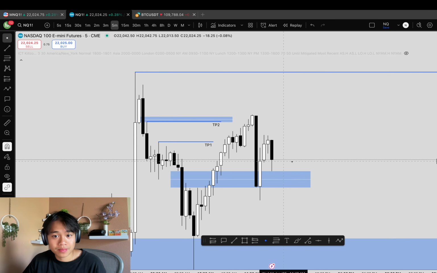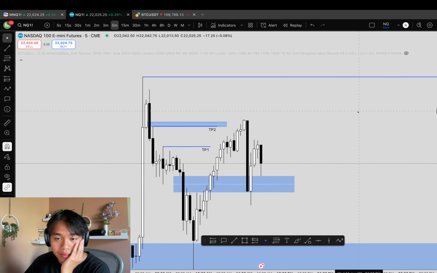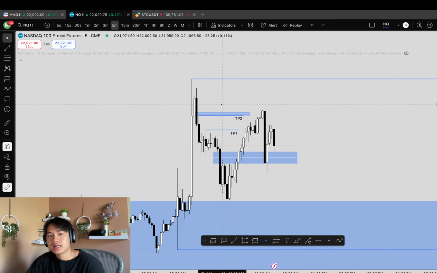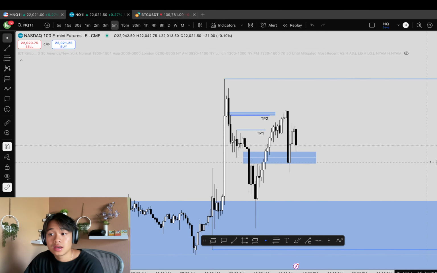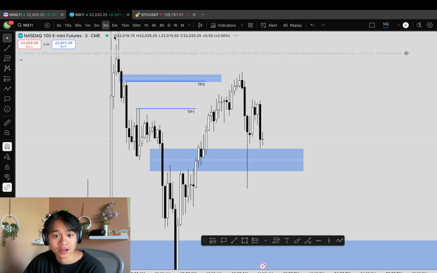Really thankful for that, because even if I didn't trail my stop and I left it at break even, I still would have got stopped out, right? So yeah, pretty textbook play in my opinion. I thought it was super obvious. It looked great. It's just one of those trades.